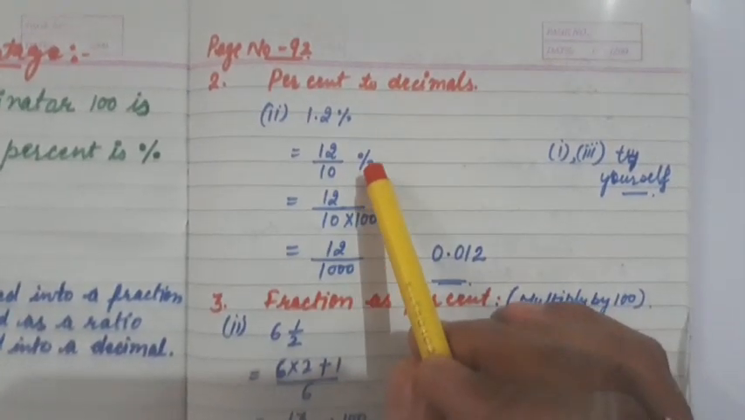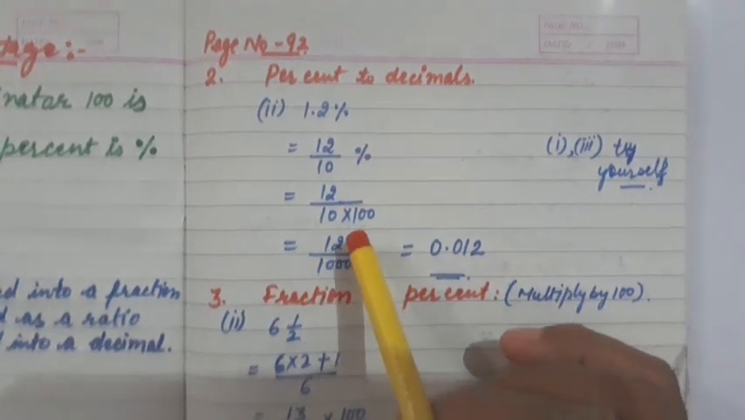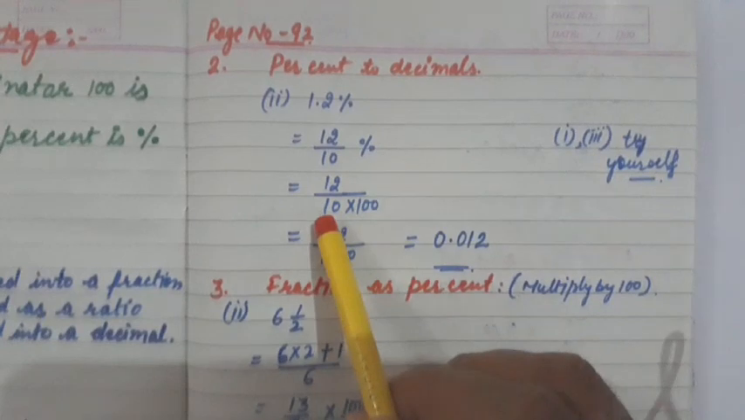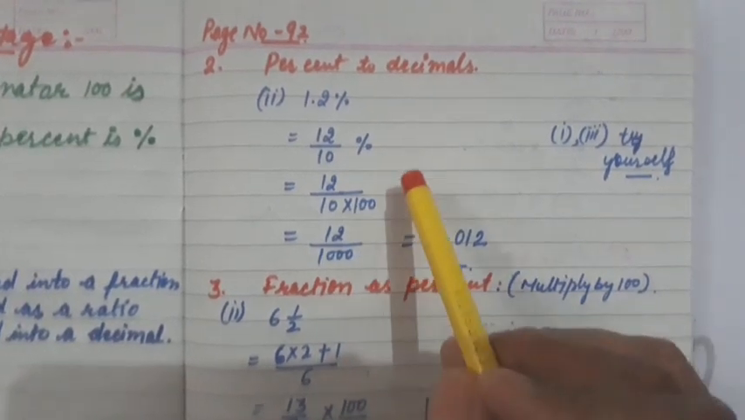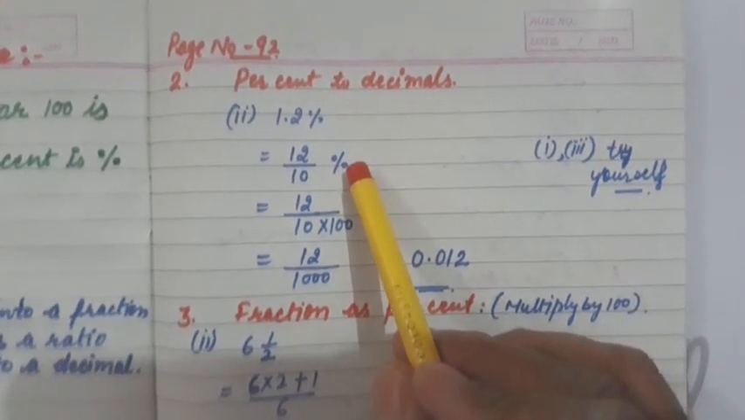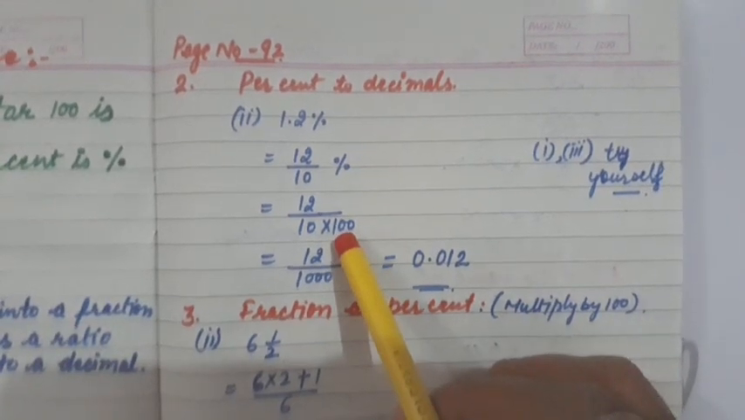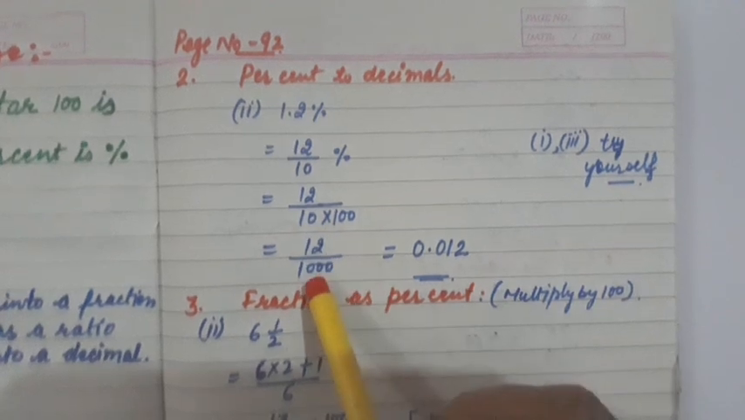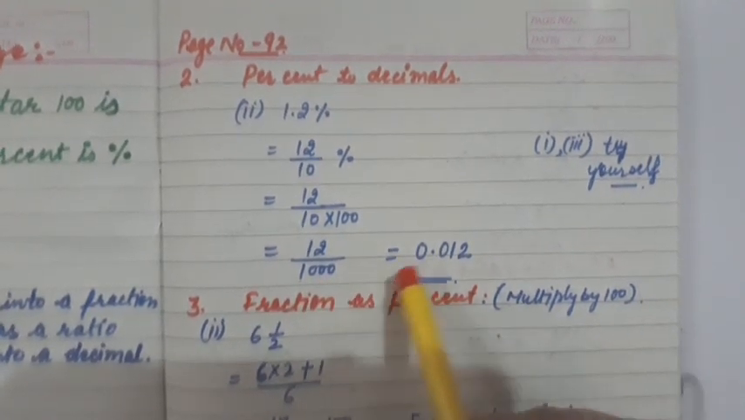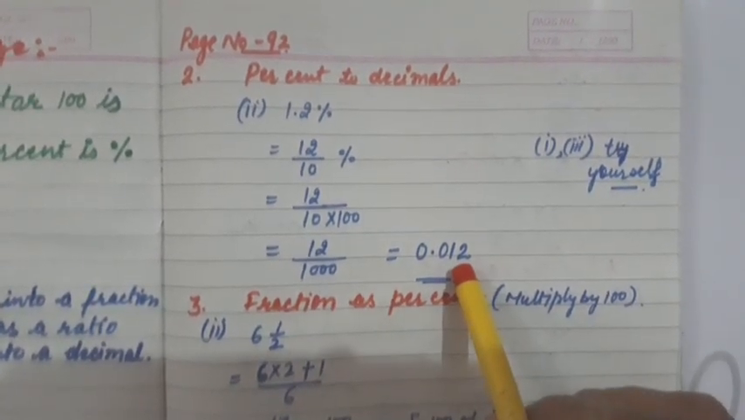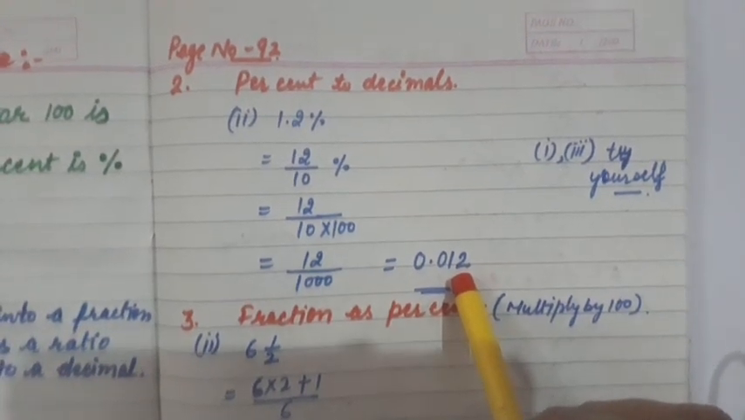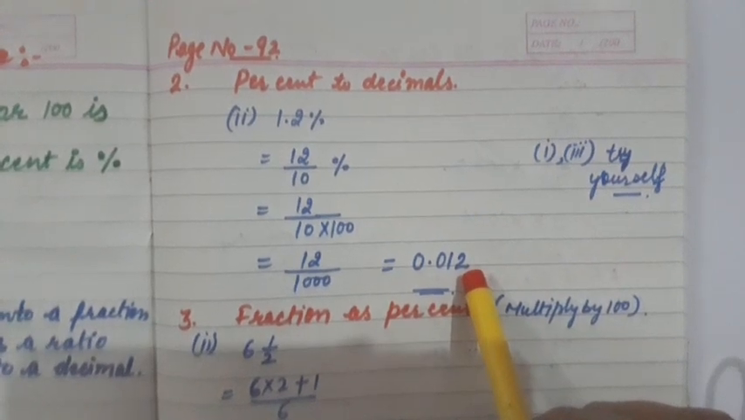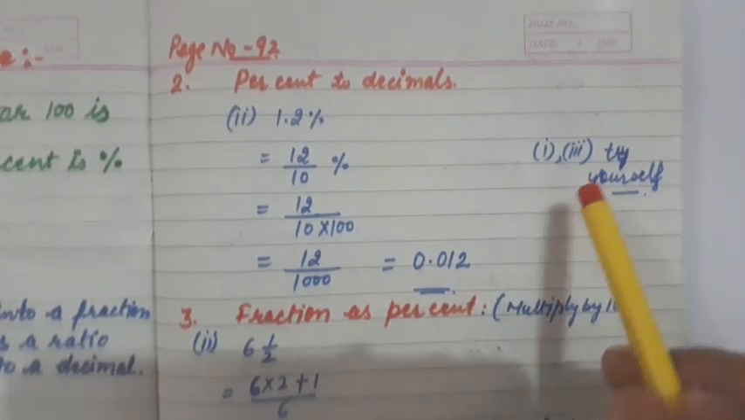Percent sign as it is. Now we will change this percent sign to upon 100. So 12 upon 10 into 100. When we remove this percent sign, we divide by 100. That is 12 upon 1000. When we change it into decimal form, it is 0.012. Third part you have to try yourself.